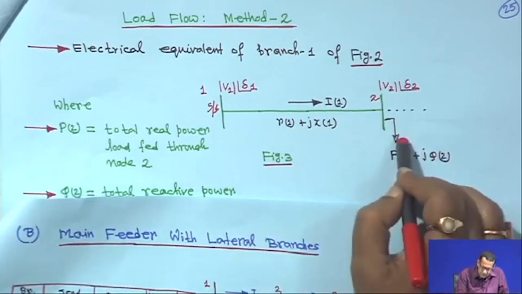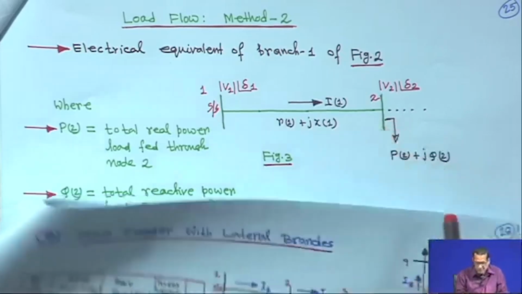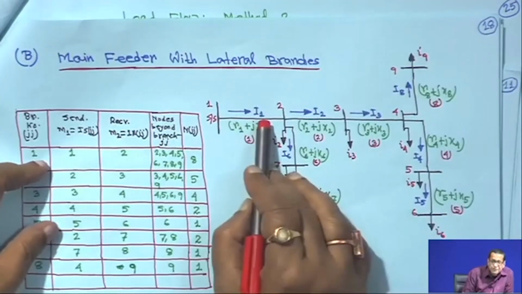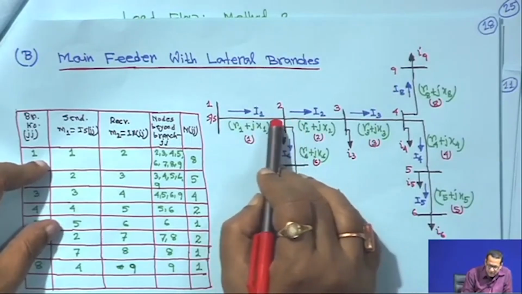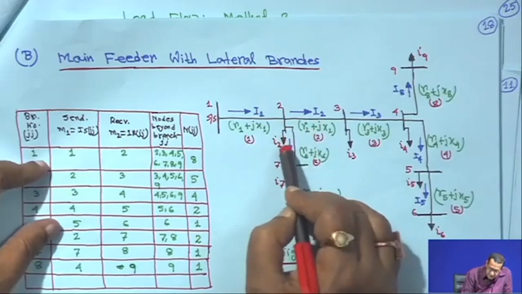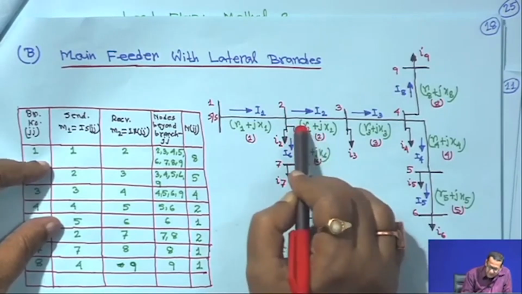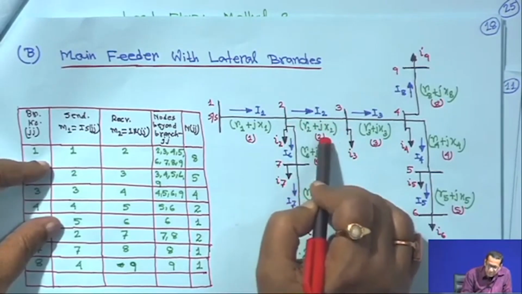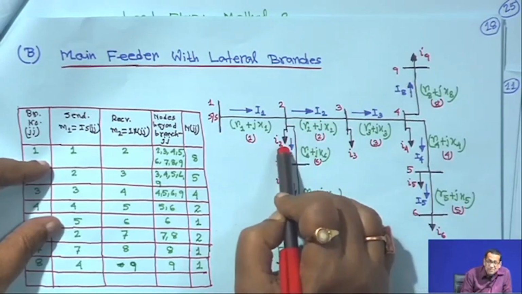Now, you have to see the total load fed through node 2. This is branch 1, but when the current leaves through branch 1 to node 2, some power flows to this line and some goes to this load. Some power is also going through branch 2, some through branch 6, and some to the load.